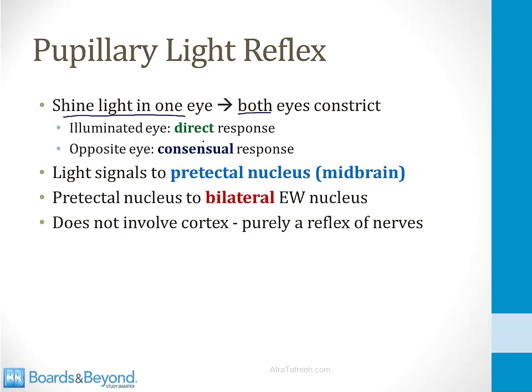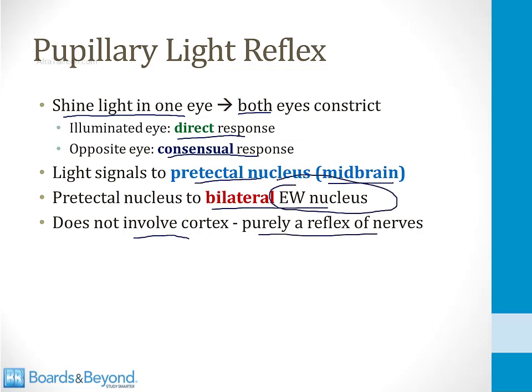The illuminated eye has what's known as a direct response, and the opposite eye has what's known as a consensual response. The light signals are transmitted to a part of the midbrain called the pretectal nucleus. This nucleus can send signals bilaterally to the Edinger-Westphal nuclei, which we talked about before. This does not involve the cortex, it's purely a reflex of nerves, and once the EW nuclei are activated on both sides of the brain, both eyes will constrict.